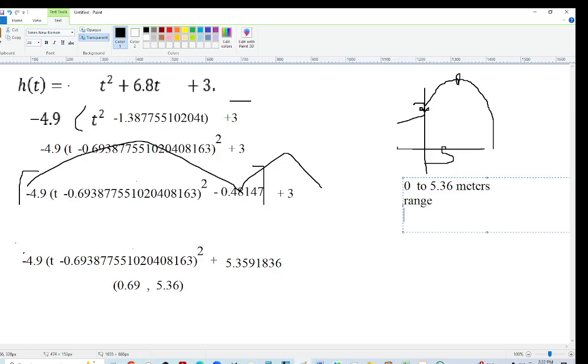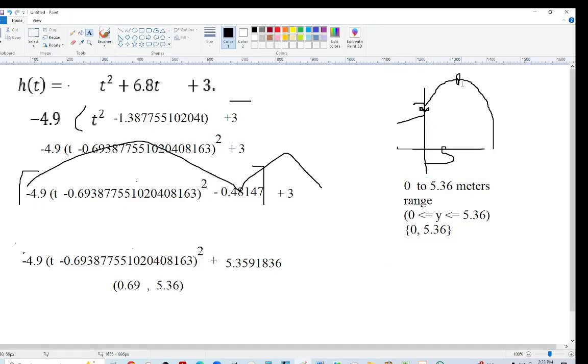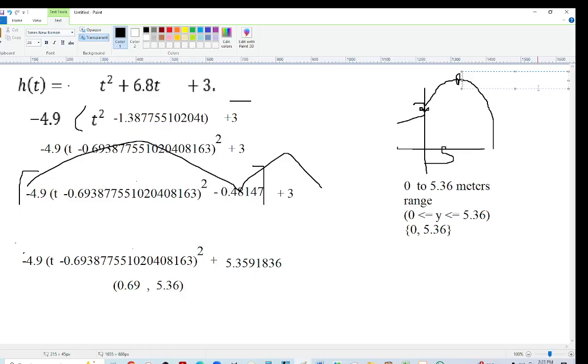That's my range, which we write like this. And sometimes we write it like this, and the curly brackets means we're including those values as part of the range. So right there we have the range, and we would also mark this when we sketch it as a point. X value 0.697 is time, Y value 5.36 meters is height.